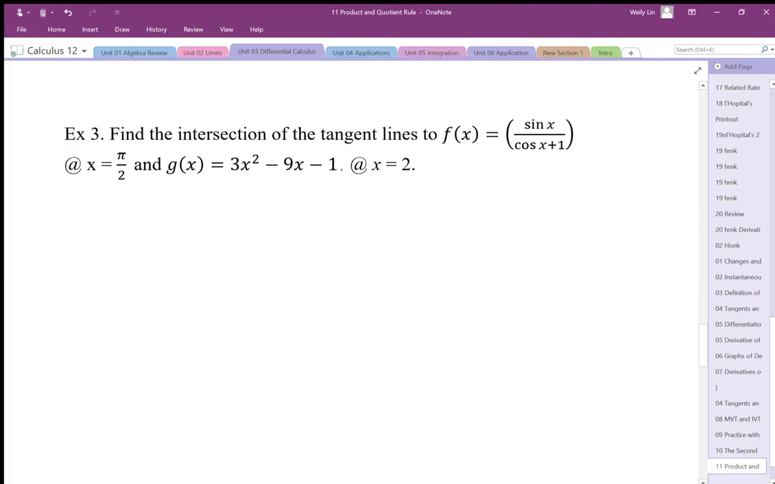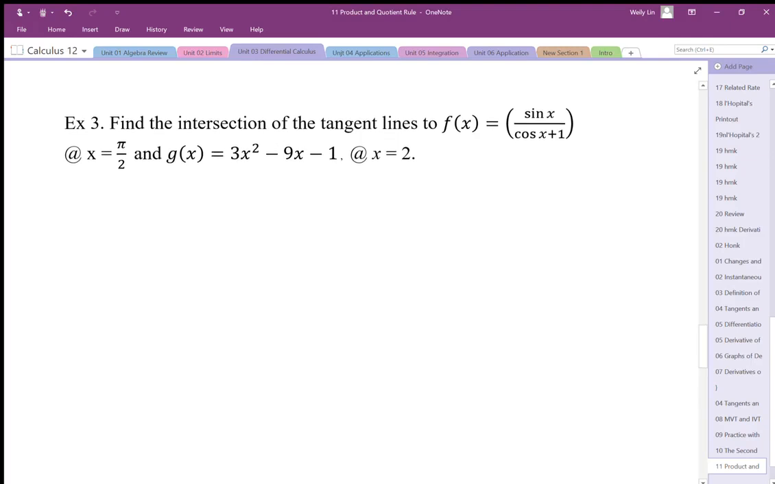These rules we can use to find the derivatives of these more complicated functions. So here we have the tangent line. We want to find the tangent line of this more complicated function, so we're going to differentiate that. I want to find the tangent line at x equals pi over 2 and x equals 2. So there are two different functions with two different tangent lines.